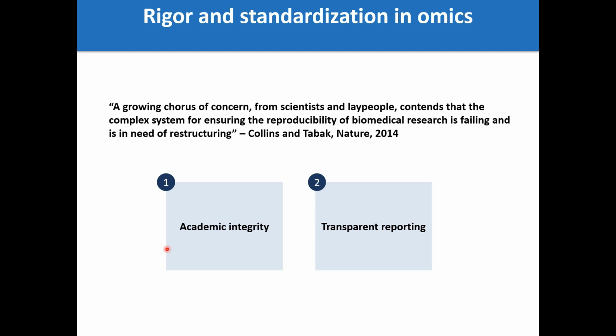So there are 2 points towards this when you're trying to achieve the concept of reproducibility. One, I would say, is academic integrity that comes within the researcher. The onus is completely on the researchers. And the second part, in the context of omics, would be transparent reporting. What I mean by transparent reporting, and why you need this, I will come to in later parts.